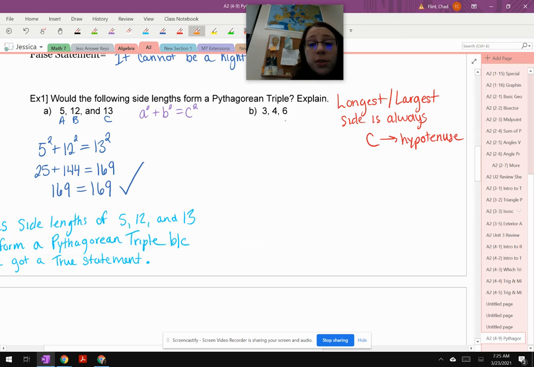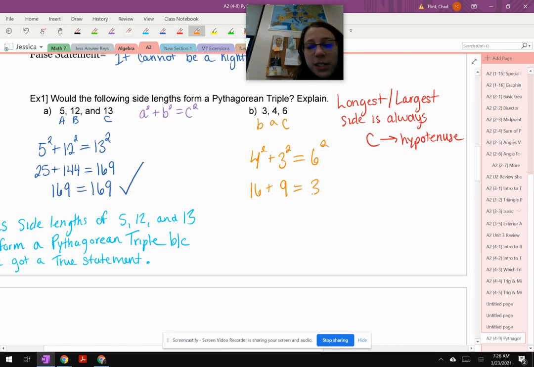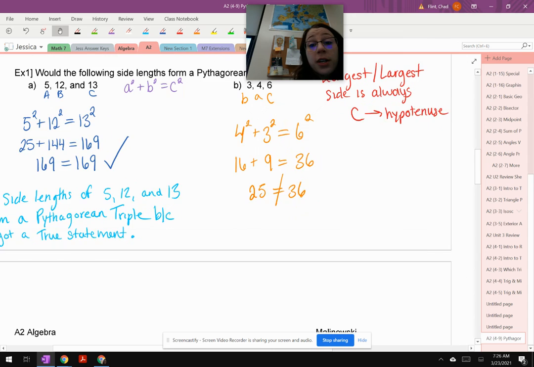So then, let's look at part B. So 3, 4, and 6. So 6 has to be my C because it's the largest one. And then either 3 or 4. Let's do it backwards this time. Let's make 4 A. So 4 squared plus 3 squared is equal to 6 squared. 4 squared is 16. 3 squared is 9. 6 squared is 36. And I can tell already this is not going to work out because 9 plus 16 is 25, and that is not equal to 36.